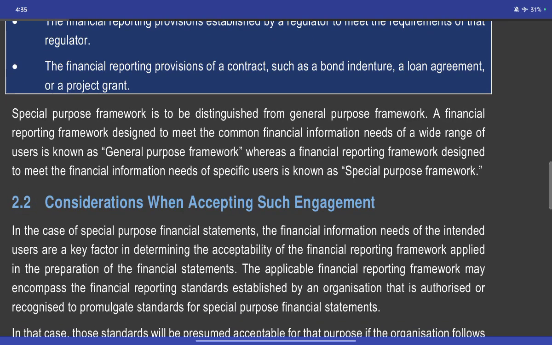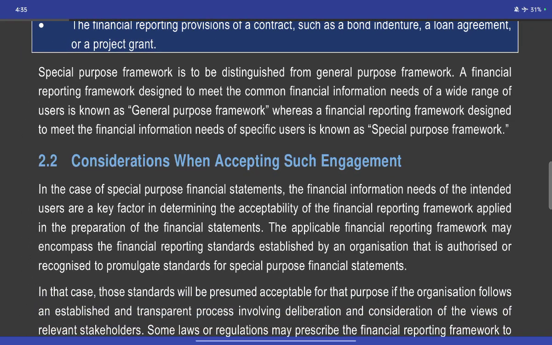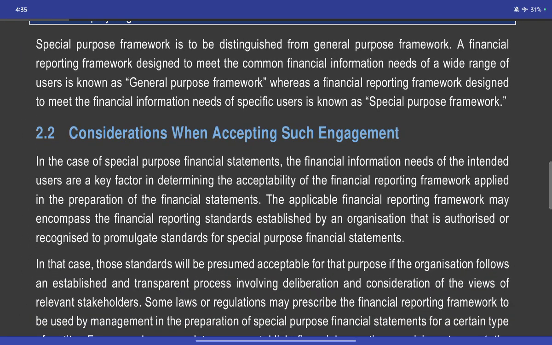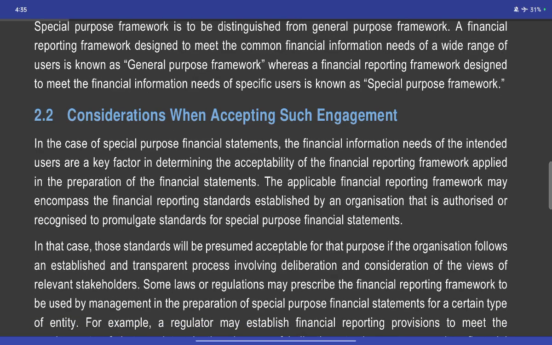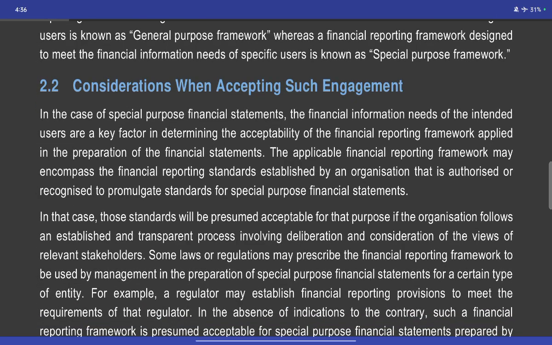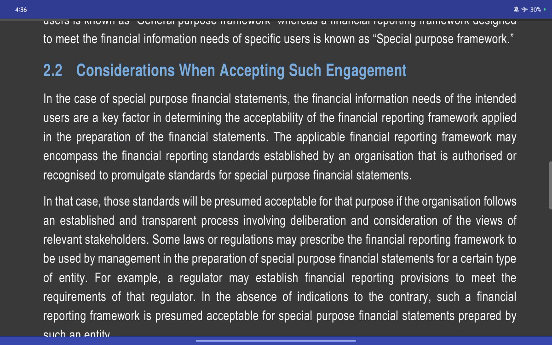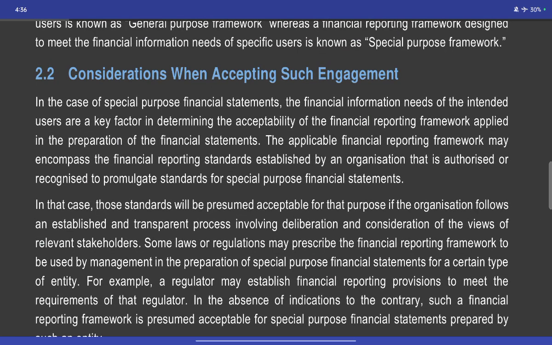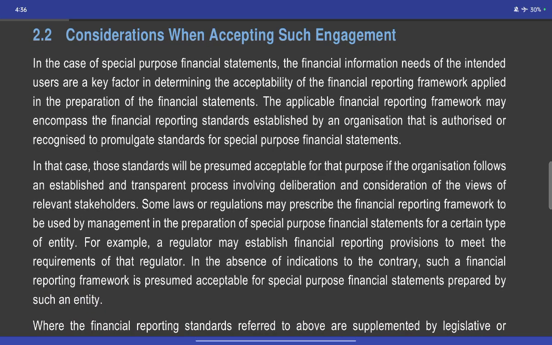The special purpose framework is distinguished from a general purpose framework. A general purpose framework is a financial reporting framework designed to meet the common financial information needs of a wide range of users, whereas a financial reporting framework designed to meet the financial information needs of specific users is known as a special purpose framework. Consideration when accepting such an engagement: in the case of special purpose financial statements, the financial information needs of the intended users are the key factor determining the acceptability of the financial reporting framework.